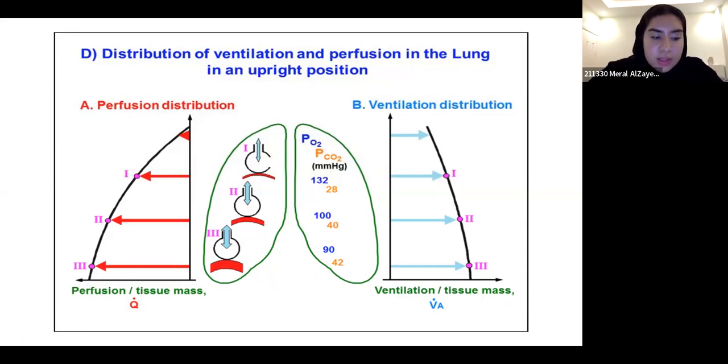And why is the greatest difference at the top? This is because we know that VQ ratio is ventilation divided by perfusion, and ventilation is represented by blue, while perfusion is represented by red. If we divide the first blue arrow by the first red arrow, and do the same at the bottom here, let's say we divide this by this, and this by this, you will see that the ratio is higher at the top.